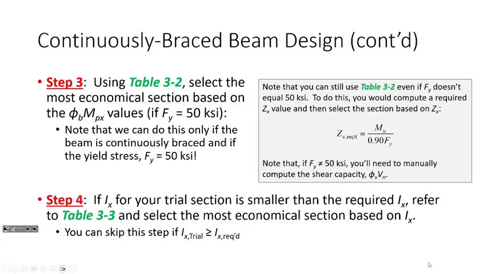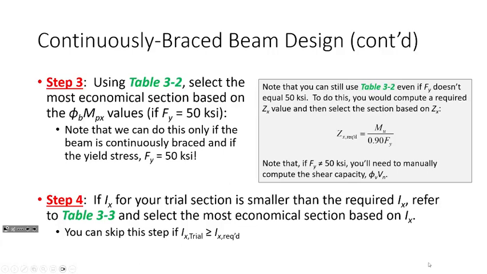We're not going to worry about that during the initial stages of the course, because if you have an FY that's not 50 KSI, you're going to have to manually compute the shear capacity, and we're not going to cover that till near the end anyways. So for now, every beam design problem is going to be a 50 KSI part, so you can sort of ignore this part for right now.